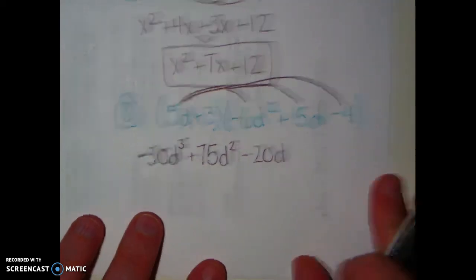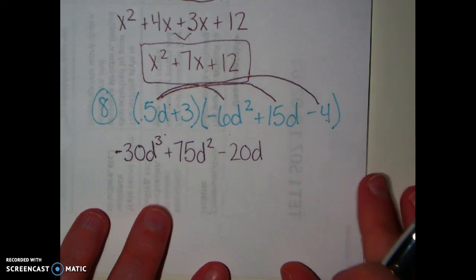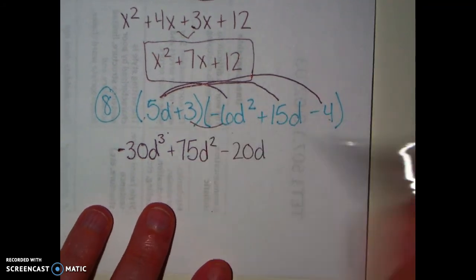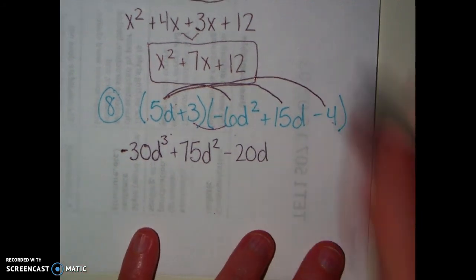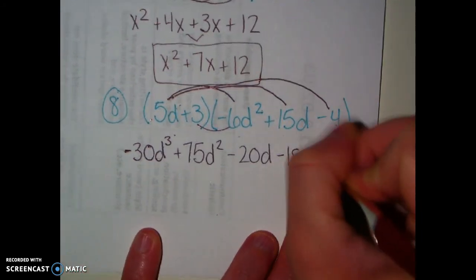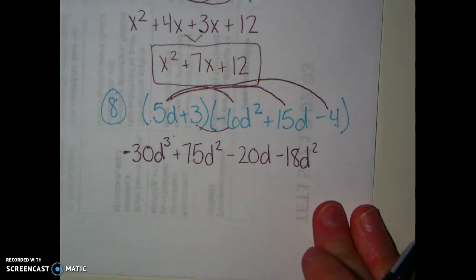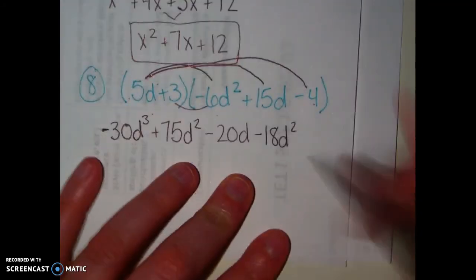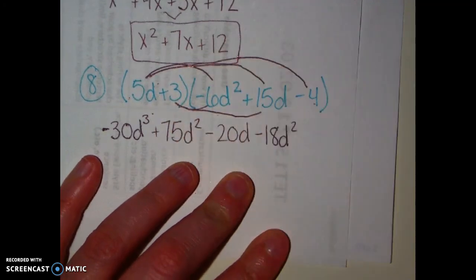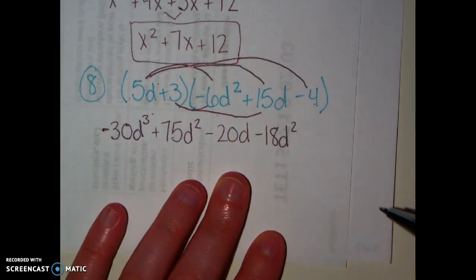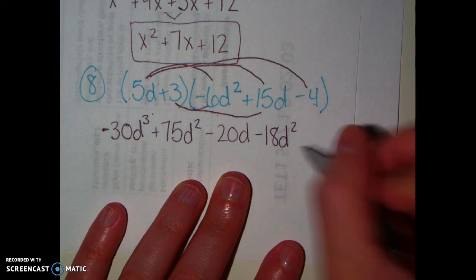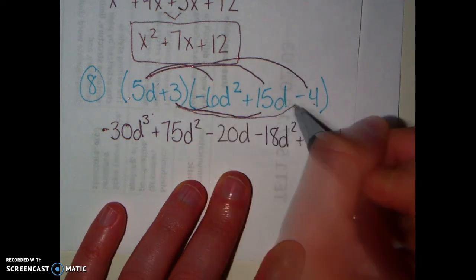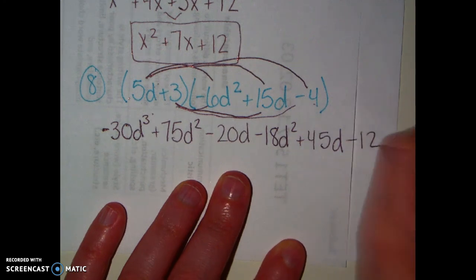Now I repeat it with the 3. I don't know if I have enough space. I might have to write below it. We'll see. 3 times negative 6d squared is negative 18d squared. Then I do 3 times that middle term, so 3 times 15d. 3 times 15 is 45. And then 3 times that negative 4 is negative 12.